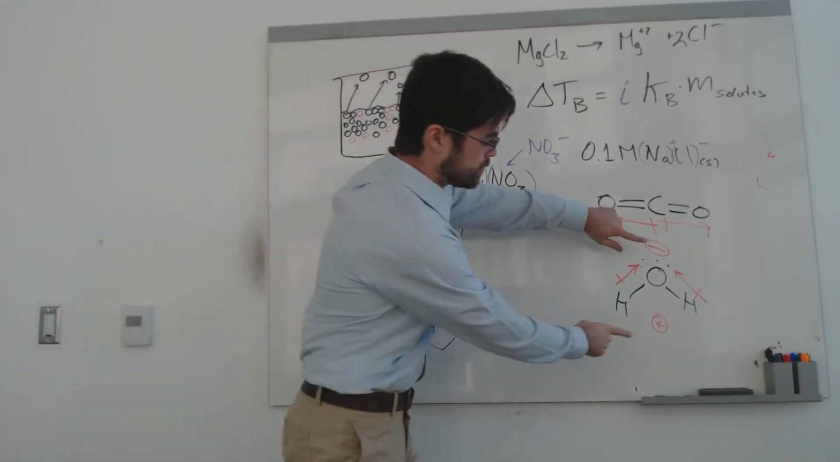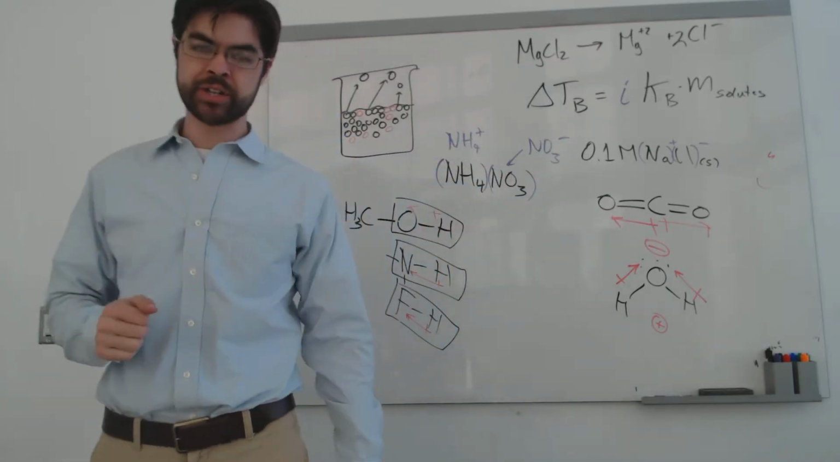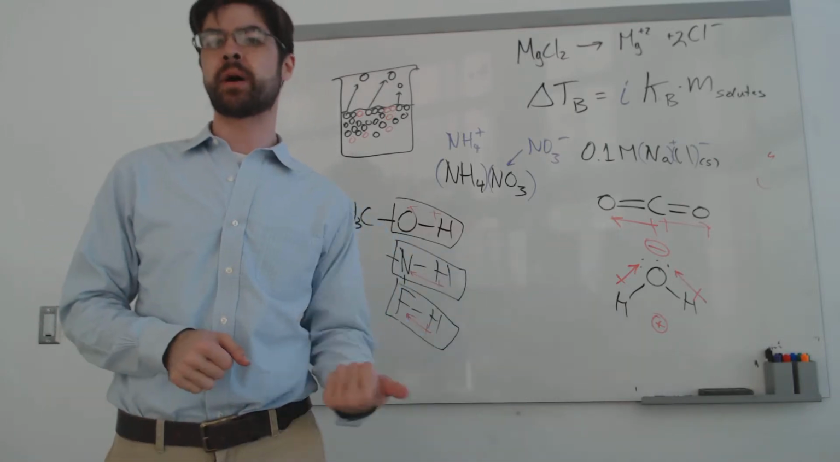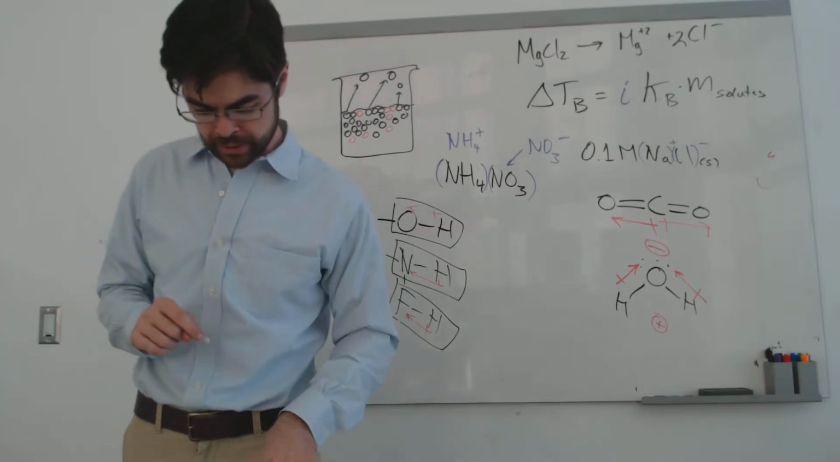That creates a dipole. So predicting dipoles is quite a bit trickier, because you need to be good at doing Lewis structures and VSEPR shapes to predict the shape of the molecule, and you also need to be able to predict relative bond polarities.